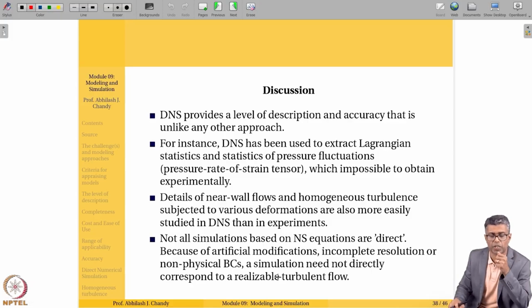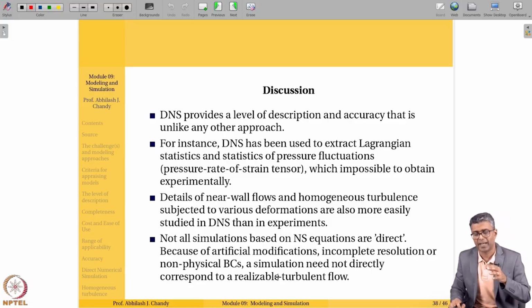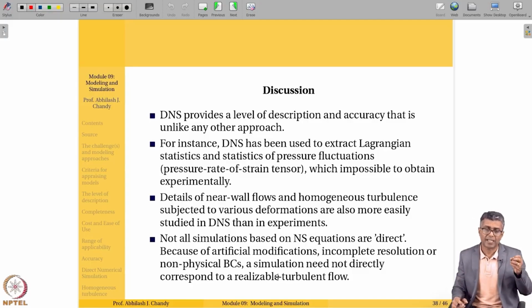So some additional discussion here. As you know, DNS provides a level of description and accuracy that is unparalleled. No other method, no other approach can match the accuracy of DNS. And naturally, that is why DNS is just much more expensive than any other method that is out there.